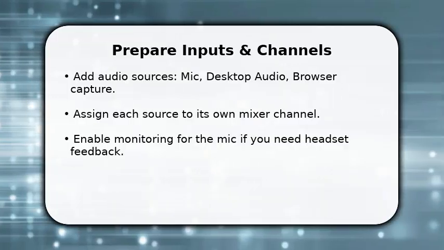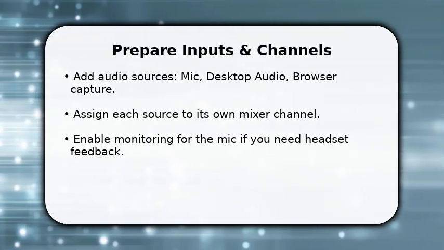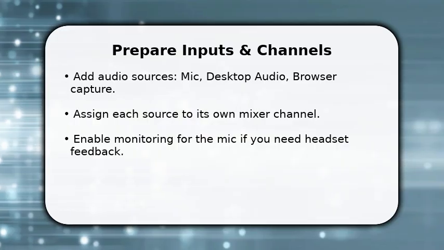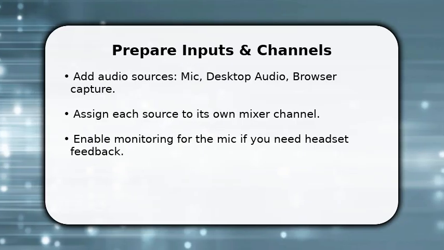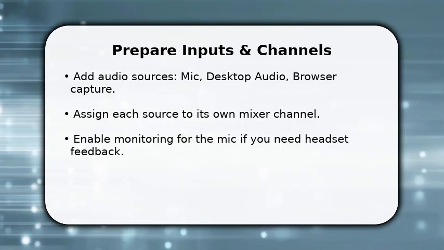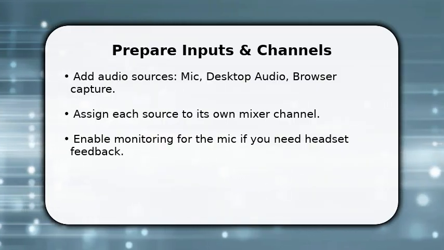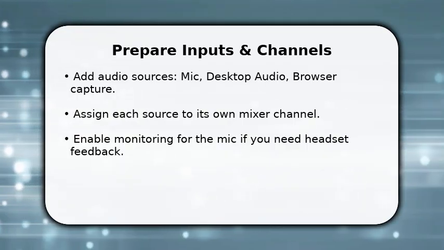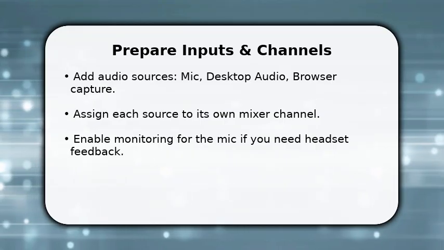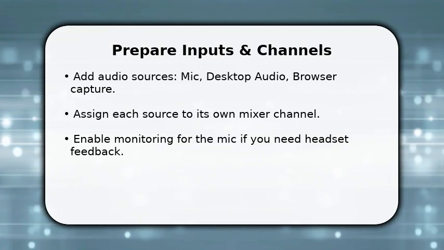You begin by mapping your inputs. Add your microphone, desktop audio, and any browser or application captures into OBS now. Once added, assign each source to its own mixer channel so you can control levels independently. This prevents accidental clipping when you boost one signal. Make sure to enable audio monitoring on the mic channel if you need to hear yourself through headphones. These early steps let you balance signal routing before you touch filters or advanced routing.